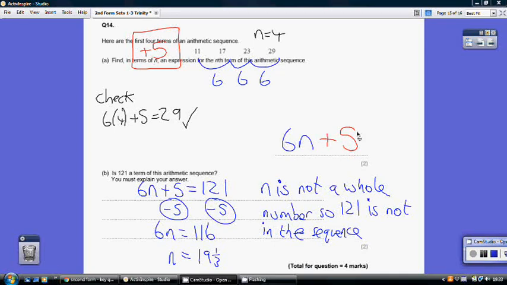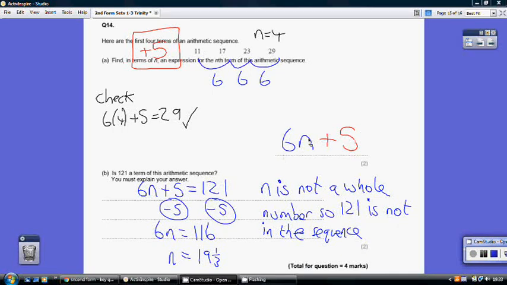Now, it's quite a mechanical exercise to decide how to work this out, but I think it's really important that pupils appreciate what this does. This allows us to go from a position in the sequence to working out what the actual term is. So for example, this 29, that is 4th in the sequence. That is position number 4, first, second, third, 4th. So position number 4 is when n equals 4. So popping 4 into this expression, 6 4s are 24, add the 5, we do indeed get 29.